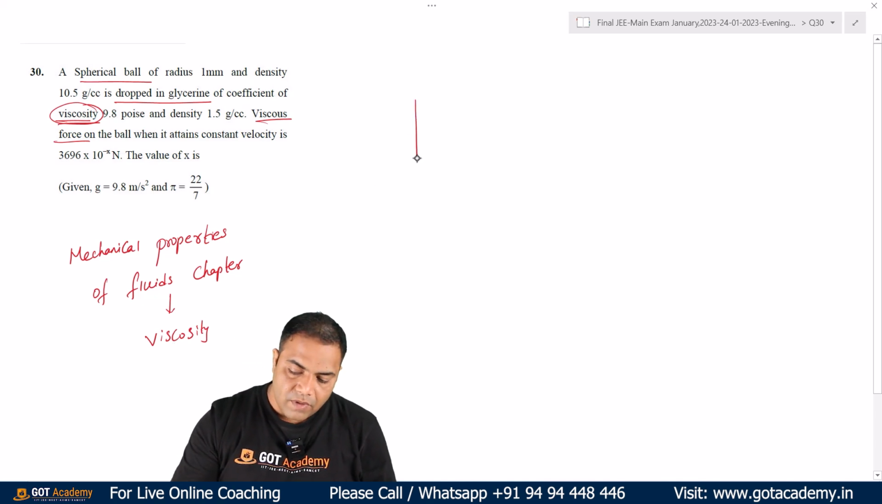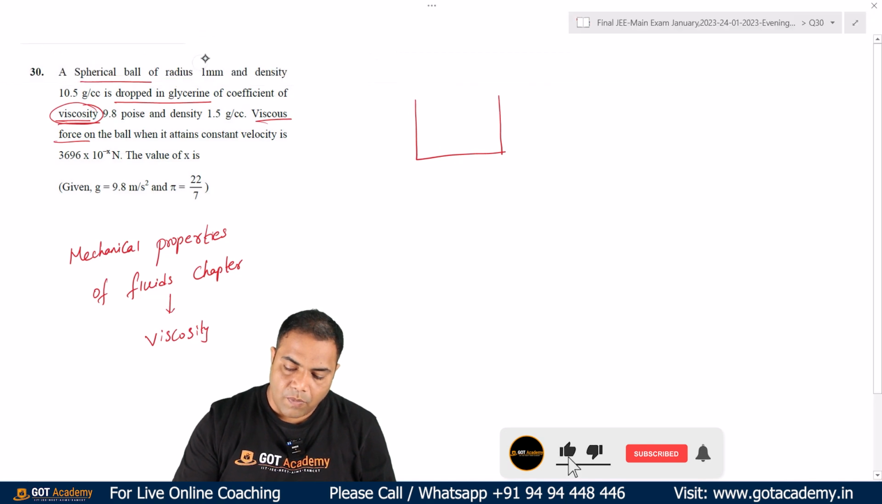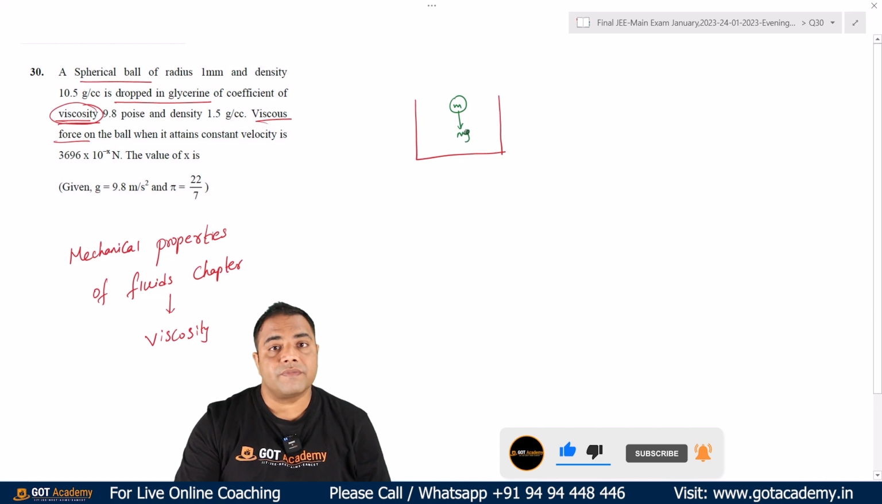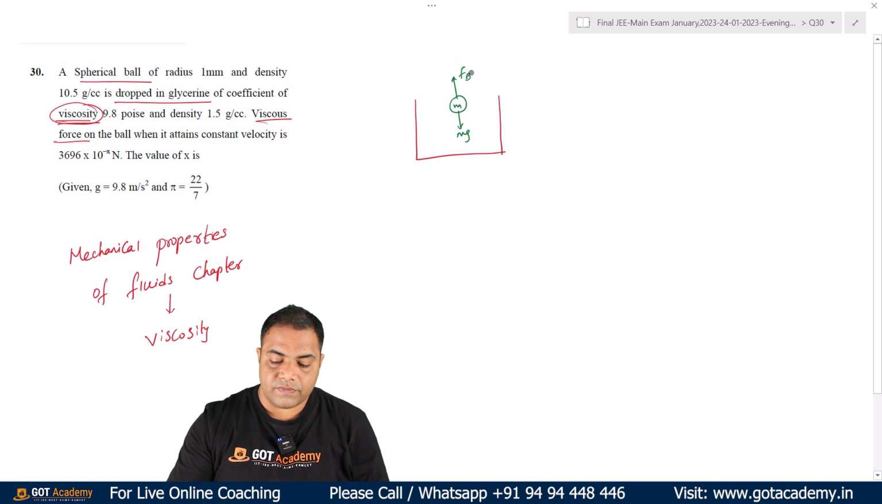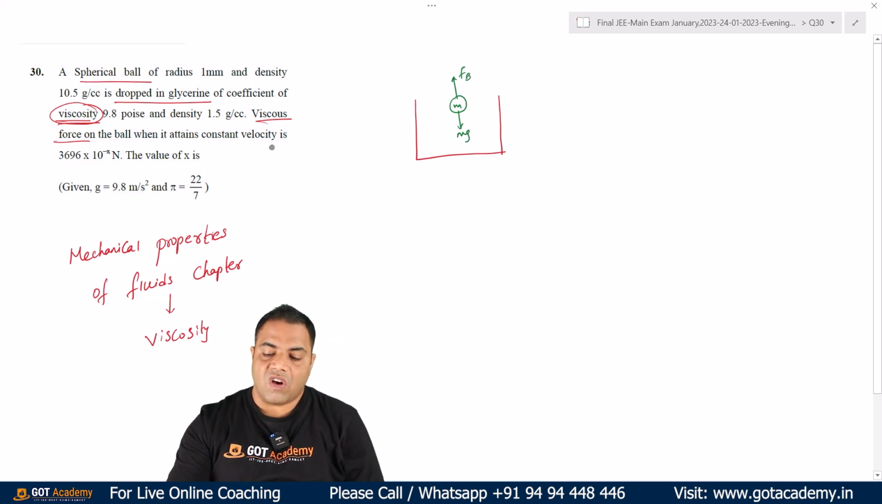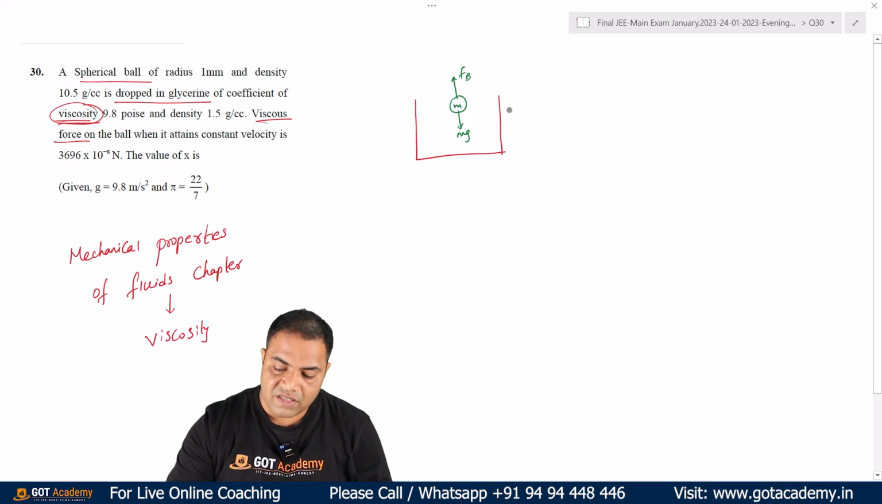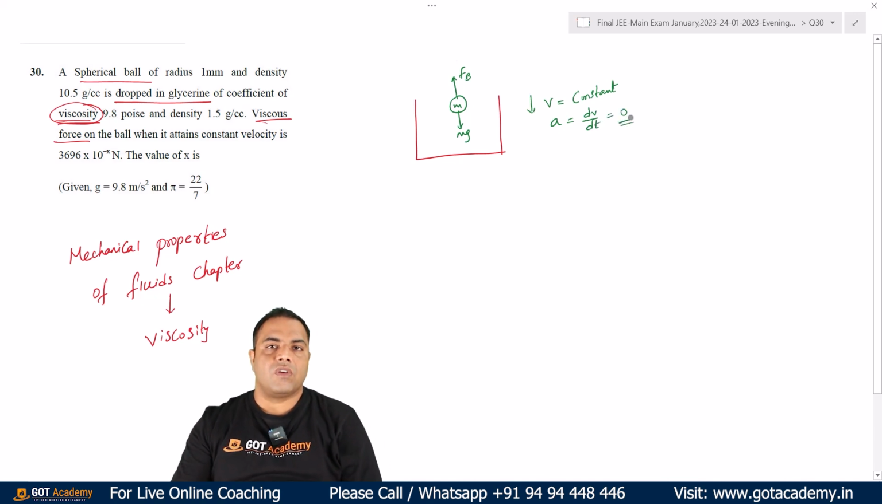So look here, let me take a spherical ball like this, of mass m. So its downward force is mg. Clear? The upward force is the buoyancy force. Now, when it attains constant velocity, what does it mean? Since it is coming down with a constant velocity, its acceleration, which is the change in velocity, is equal to 0. So that we have to know.